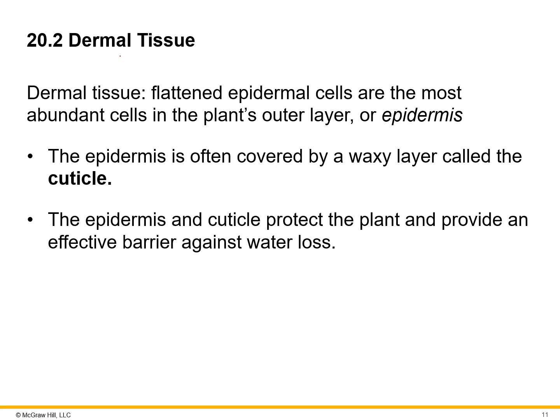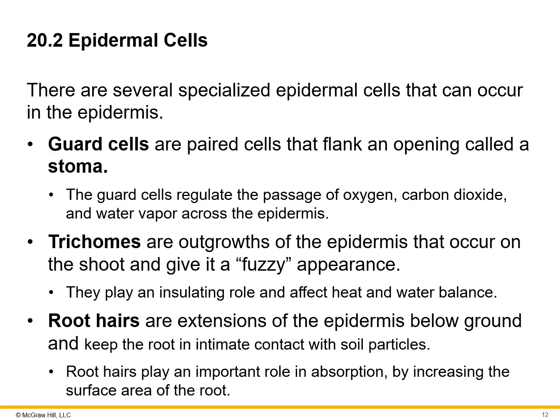All right, so then our dermal tissue, again, this is the outer covering. So that flattened epidermal, this is the most abundant on the outer layer. So again, that epidermis, same as what we had when we talked about animal cells. Now, it's often covered with a waxy layer referred to as the cuticle. And those both, the combination of the cuticle and the epidermis, protect the plant and also provide a barrier to prevent water loss, especially during warm or hot seasons.